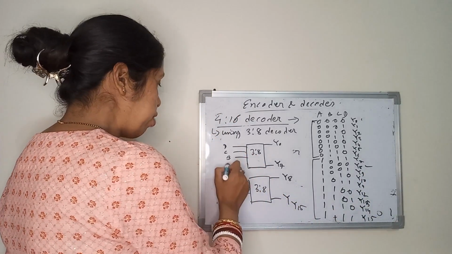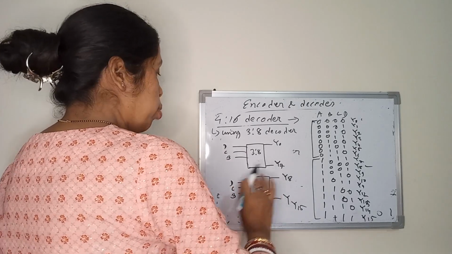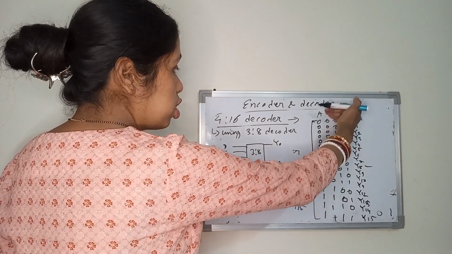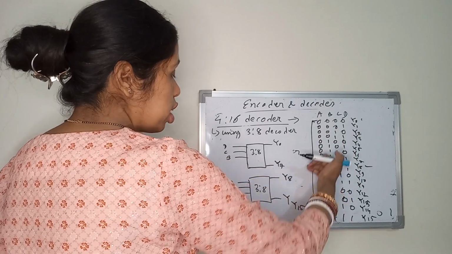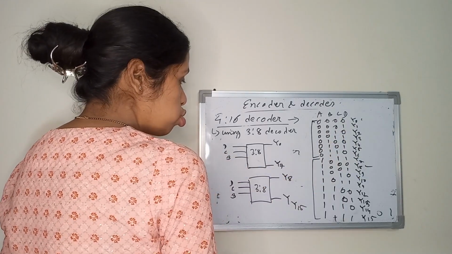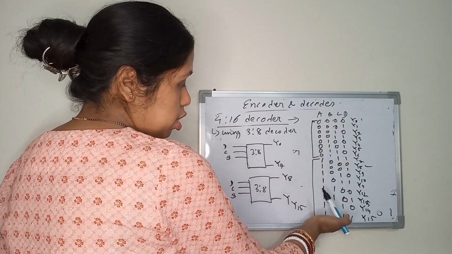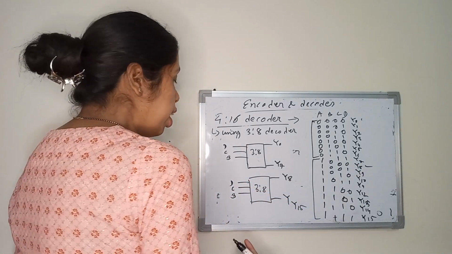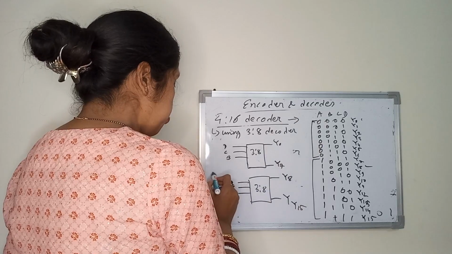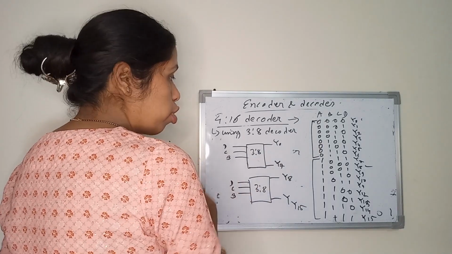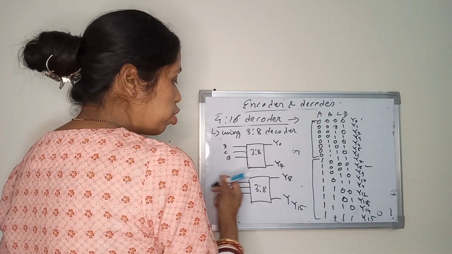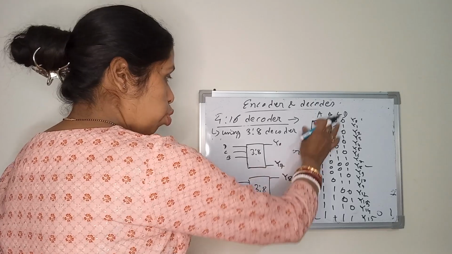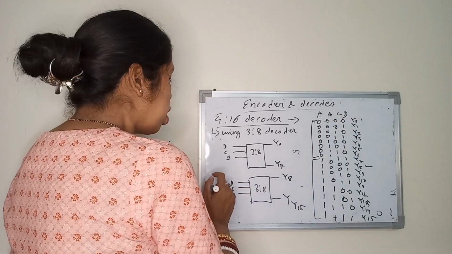So here I have given BCD, BCD, okay? Based on these BCD combinations, y0 to y7 data is selected, and based on these BCD combinations, y8 to y15 data are also selected, right? So now what about the A? If A is 0, the above decoder will be selected. If A is 1, the below decoder will be selected, right? From this truth table you can understand, right?